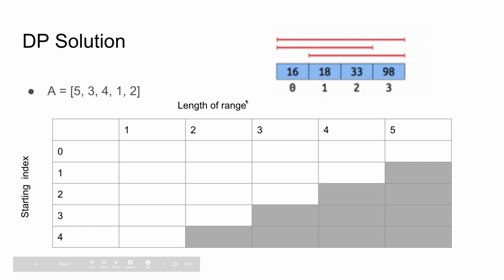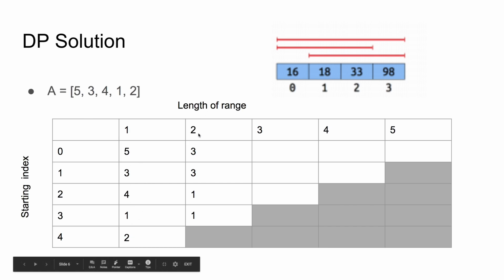Yeah, this is the starting index, this is the length of the range. So for a length of range 1, we're going to DP on the length of the range basically. For a length of range 1, there's only one element in each one, so it's just going to be the array basically written out again. 5, 3, 4, 1, 2, 5, 3, 4, 1, 2.